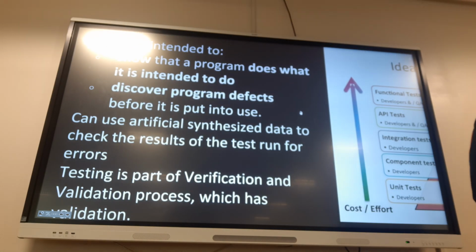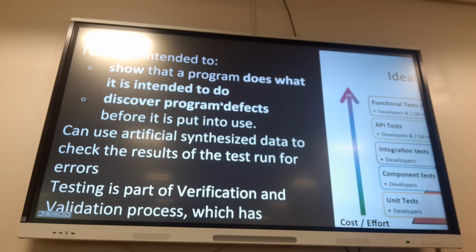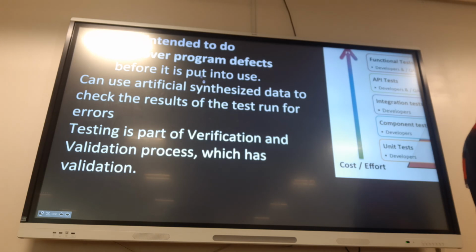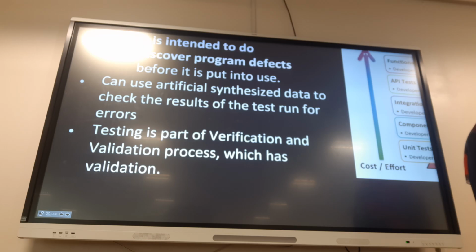So we can say, now testing is intended to show that the program does what it's intended to do, which we already agreed on. We said usually we keep on checking our own final result against the very initial prototype, right? The very initial version of the requirements shared by the stakeholders. If it matches, if the stakeholder is satisfied enough, then we're moving on the right track. So we keep on discovering the program defects before you put it into use, right? Now, we can use artificial synthesized data to check the result of the test run for errors.